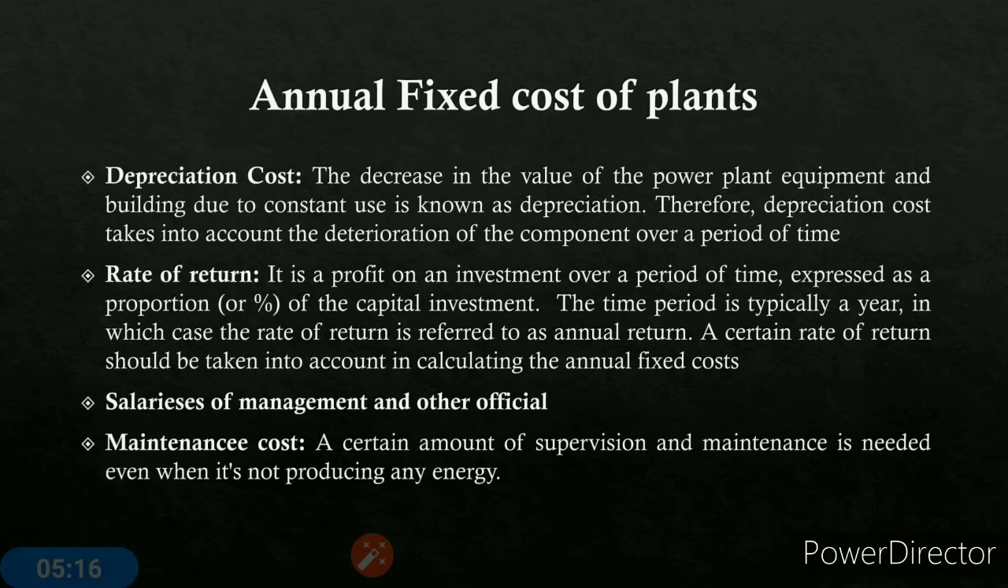And the last term is maintenance cost. A certain amount of supervision and maintenance is needed even when it is not producing any energy. It is not necessary that the power plant produces energy at every instant of time. It may be in a shutdown state or energy may not be needed, but still maintenance has to be done. So this comes into the annual fixed cost of the plant.